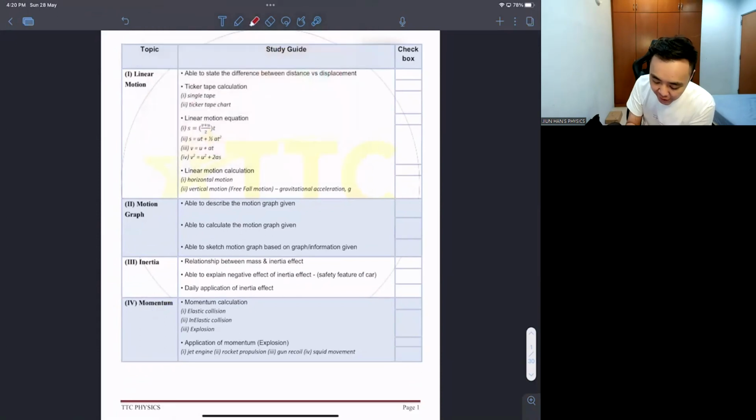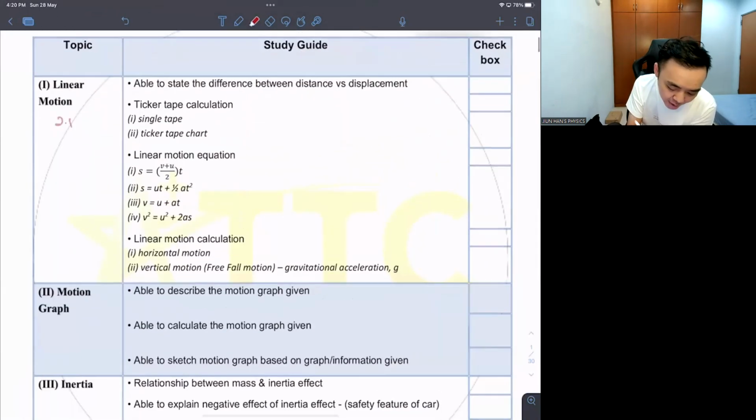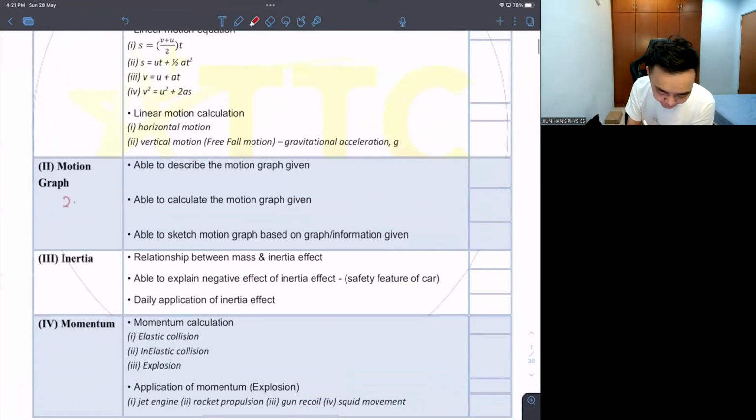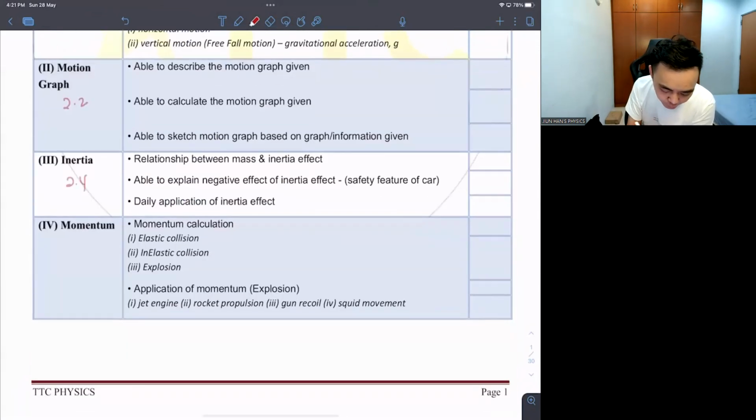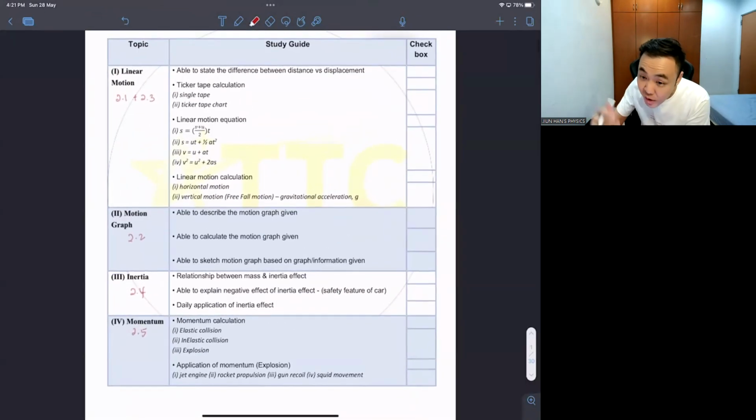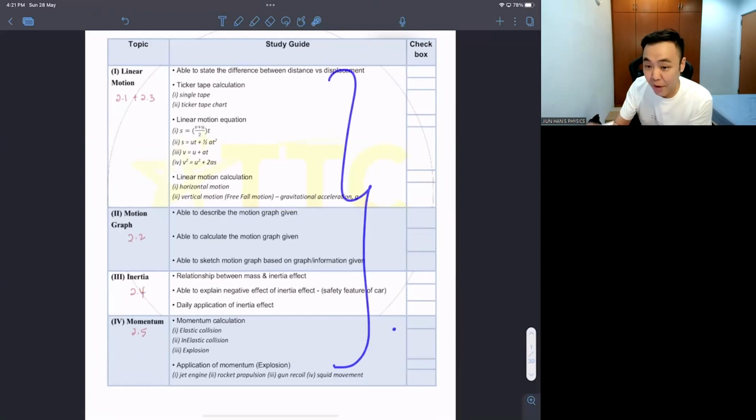Now, here's the thing. When I say linear motion, a lot of people say linear motion is 2.1. Actually, not true. Linear motion here is actually 2.1 and also 2.3. Okay, 2.1 and 2.3, we put together. Then motion graph is 2.2, inertia is 2.4, and momentum is 2.5. So I actually cover most of your chapter 2, if you realize that. 8 subtopics, and I give you 2.1, 2, 3, 4, 5 already. So this is your checklist to prepare for the exam.